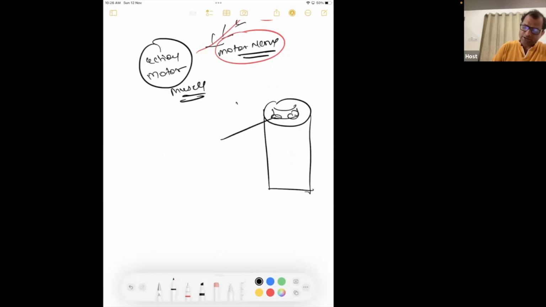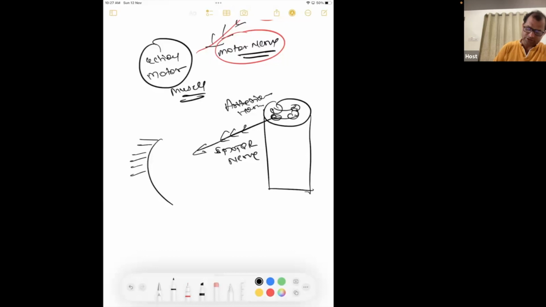In the spine, there is the anterior horn, meaning some part of the spine, from where the spinal nerves are coming out. We can say the motor nerves are coming out, then reaching to the skeletal muscle, right?